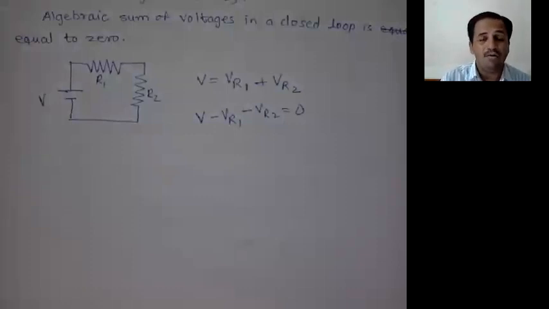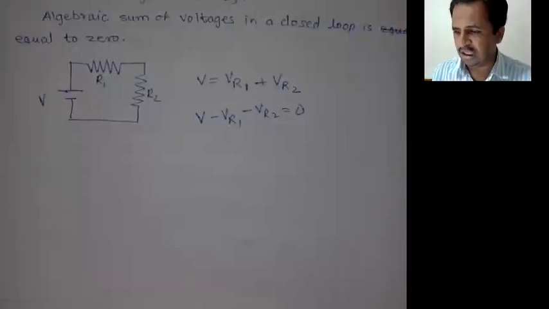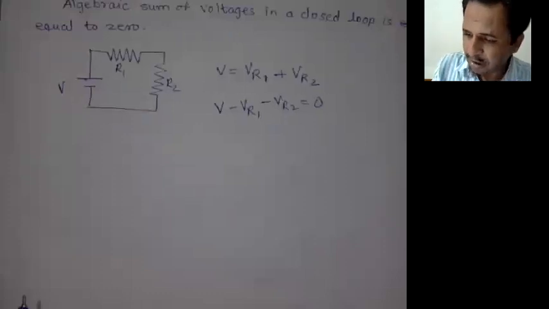Here we are not required to remember any condition. In a closed loop, the voltage sum should be 0. That is the statement. Now by using this statement, we have to solve an example, and I will start with this example.